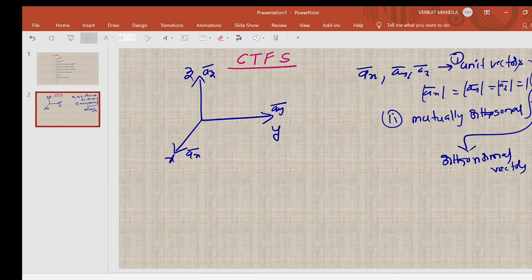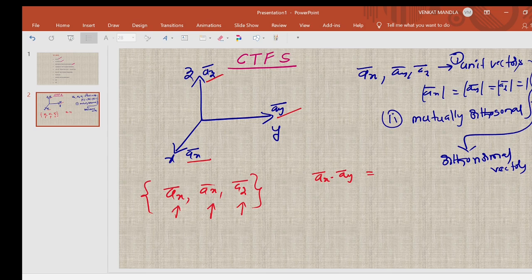When I discuss the linear algebra topic, all these things will be cleared, but I'm explaining these things very briefly. This is AX bar, AY bar, AZ bar. This is a three-dimensional plane I have taken, that is a three-dimensional vector space. And I also have three vectors, AX, AY, AZ, and these three vectors are also orthogonal.